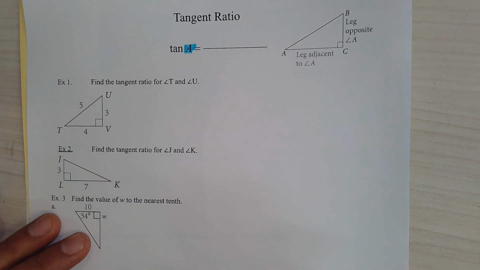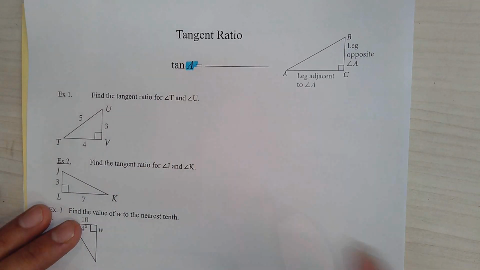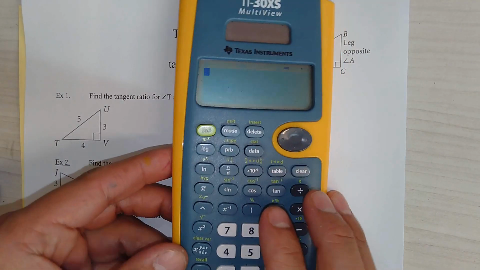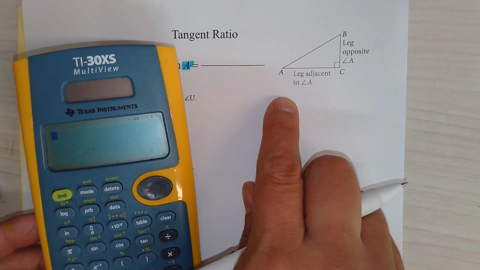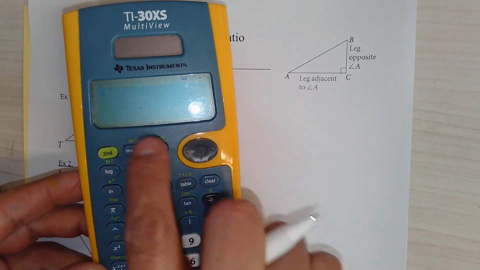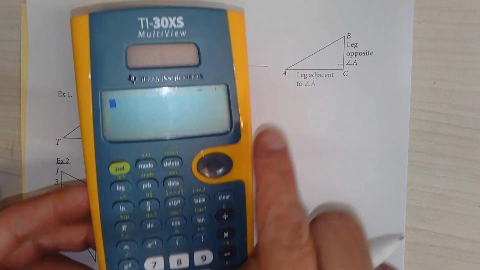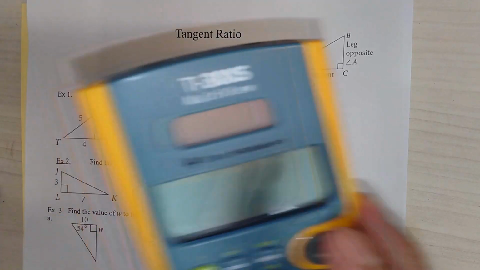Okay, so today we're going to be learning about tangent ratio. So tangent is one of the three trigonometric functions that we use to find the measure of angles and sides. So here is the sine, cosine, and tangent. Today we will focus on tangent.